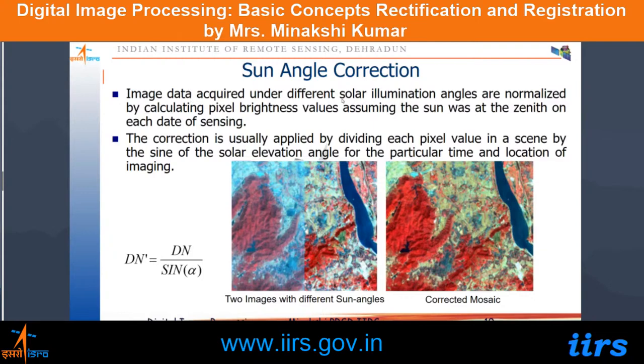Image data under different solar illuminations will be normalized by dividing the DN value of each image by the solar elevation angle for that particular time and location of the image, or you can say by the cos of the zenith angle. The corrected image is the DN value divided by the sine of the solar elevation angle, or the DN value multiplied by the cos of the zenith angle, and either would be the same. For both images it needs to be done, and then you can move on.